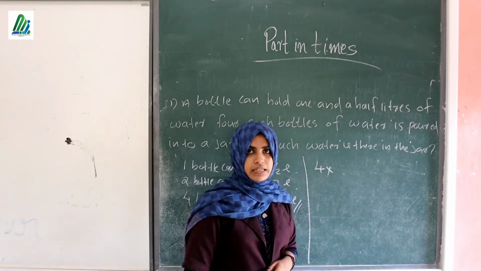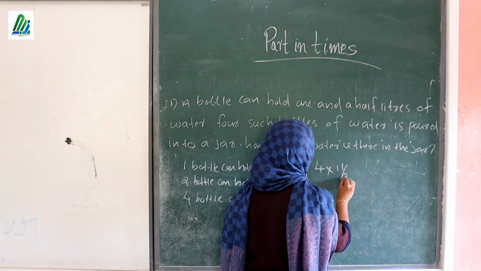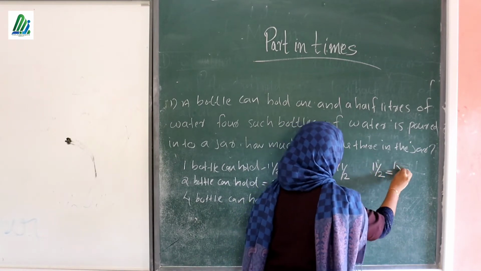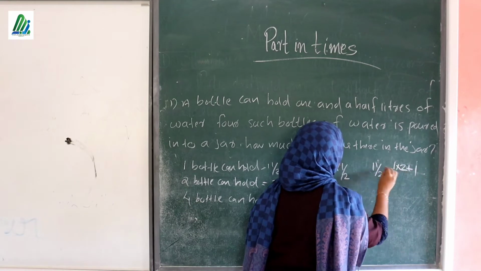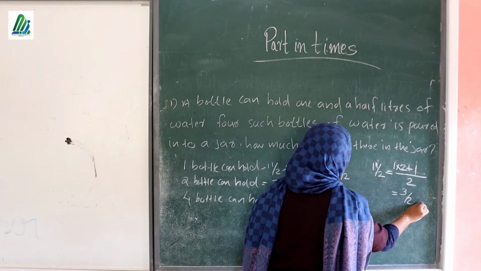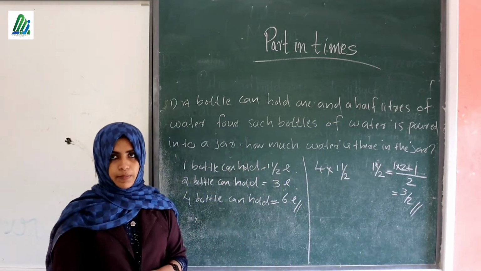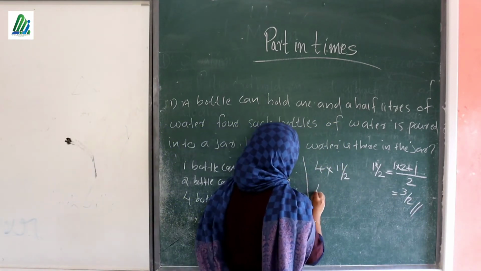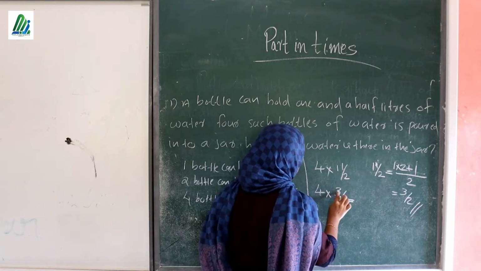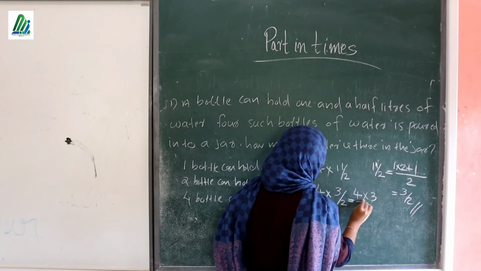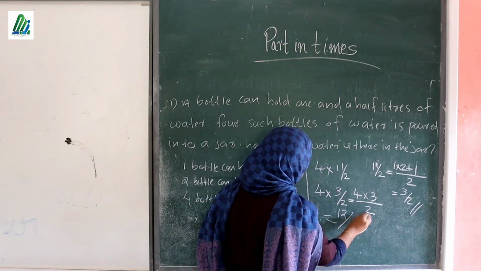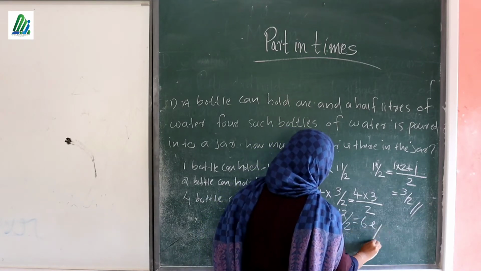4, the amount of water is 1.5 liters. So 1.5 liters means 1 into 2 plus 1 divided by 2, which means 3 by 2. So 1.5 means 3 by 2. Then 4 into 3 by 2. So 4 into 3 means 12 by 2, we get 6 liters. Okay, 6 liters of water.